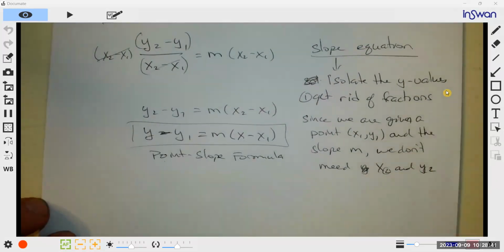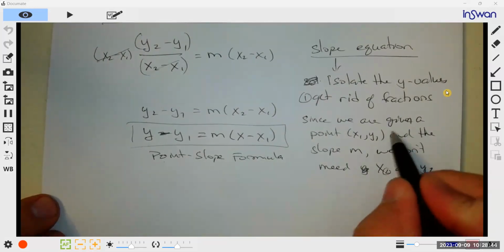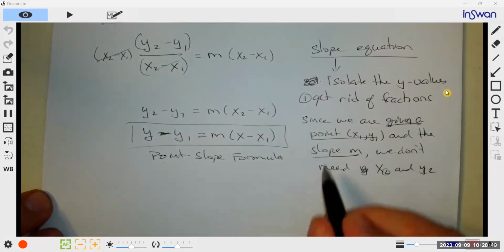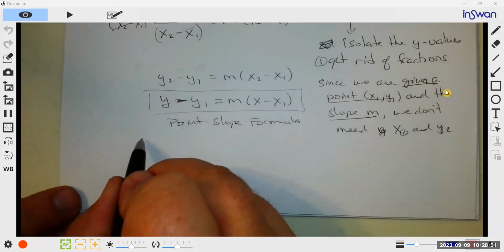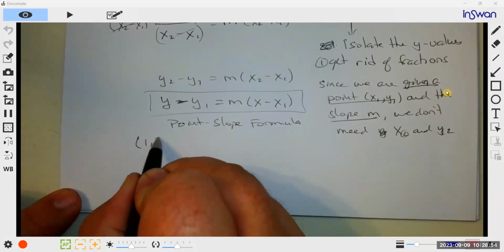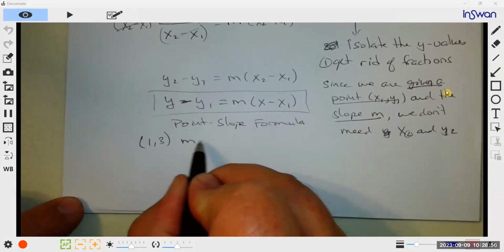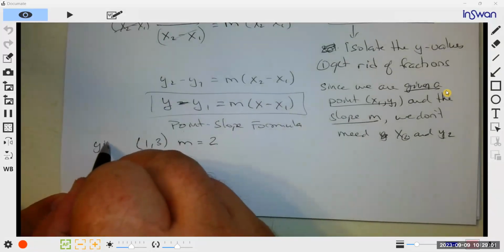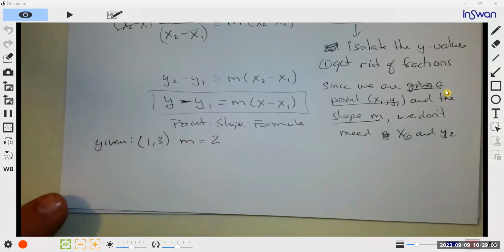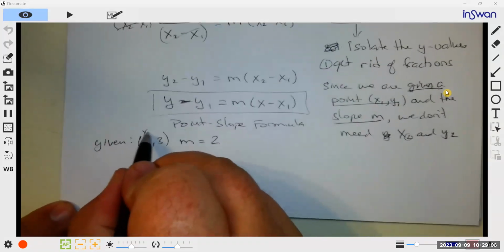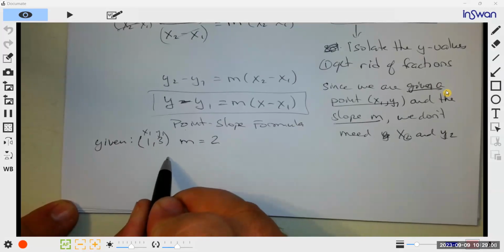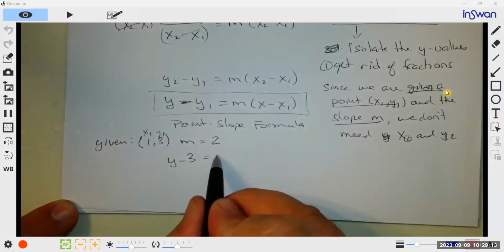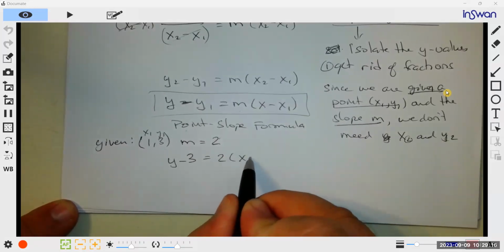We're given a point and a slope. Since we're given a point and the slope, let's pretend we're given the point (1, 3) and the slope is 2. Remember, this is x1, y1. So we get y minus 3 equals 2 times (x minus 1).